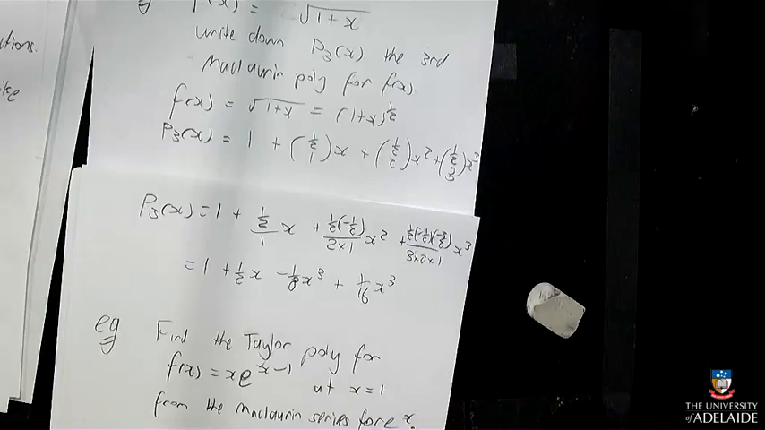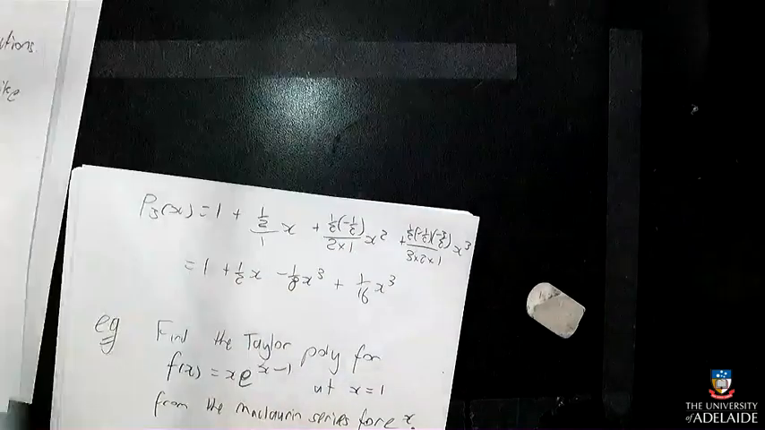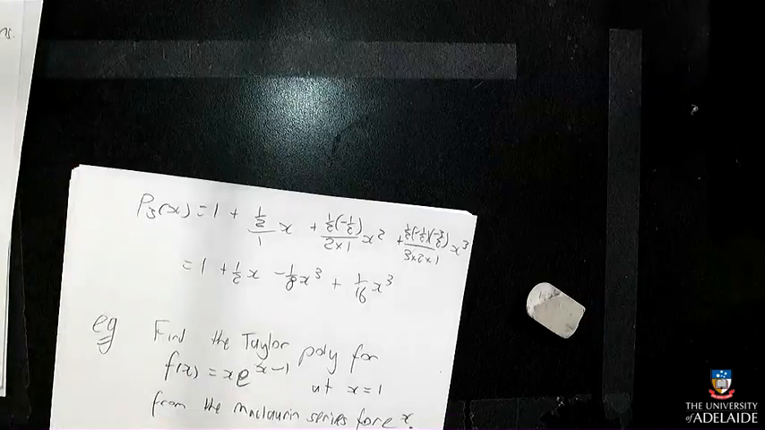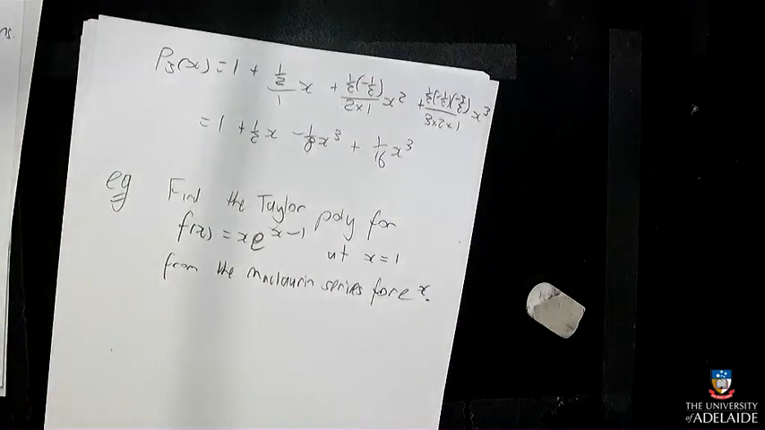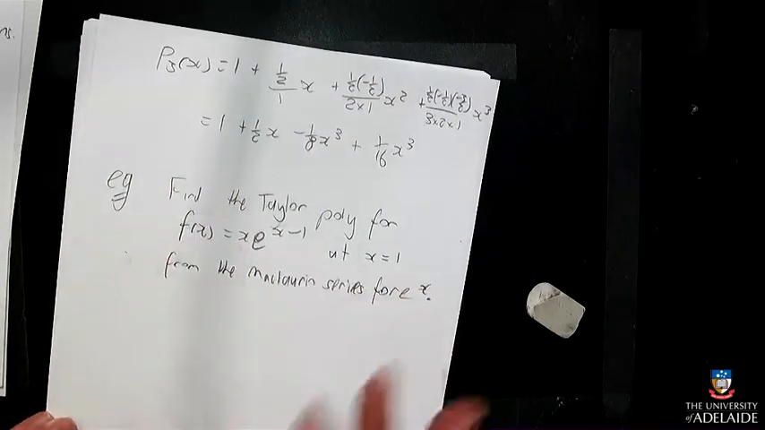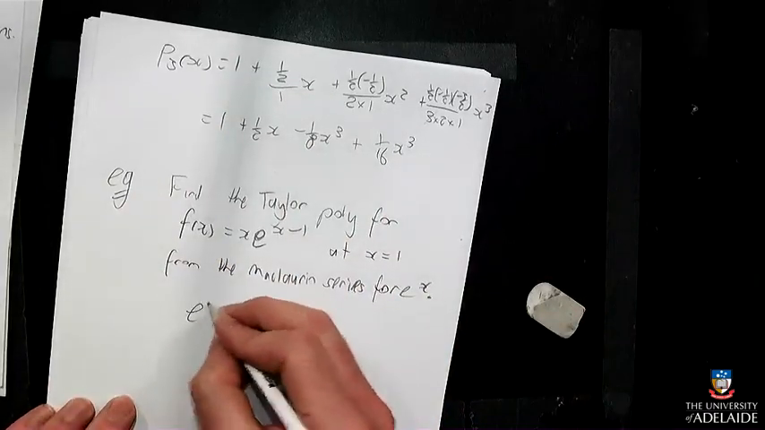Find the Taylor polynomial for f of x equals x e to the x minus 1 at x equals 1 from the Maclaurin series for e to the x. That's what I'm going to do. Ready? It's so much fun. Okay. So I know what the Maclaurin series for e to the x is. It's this.